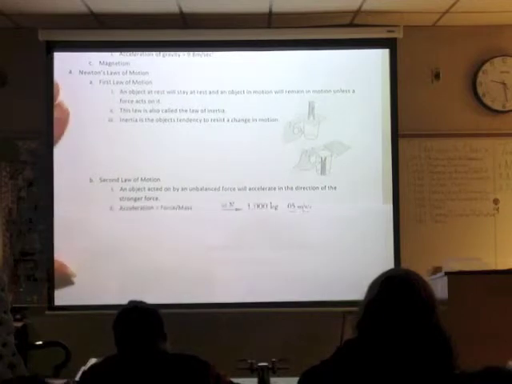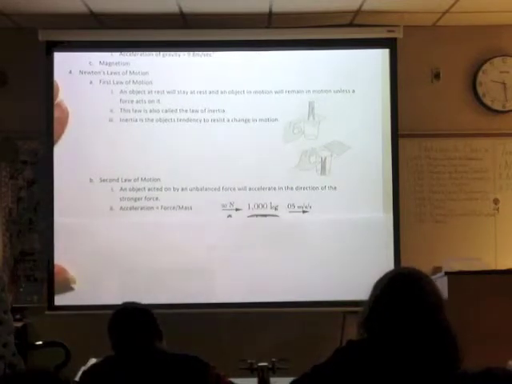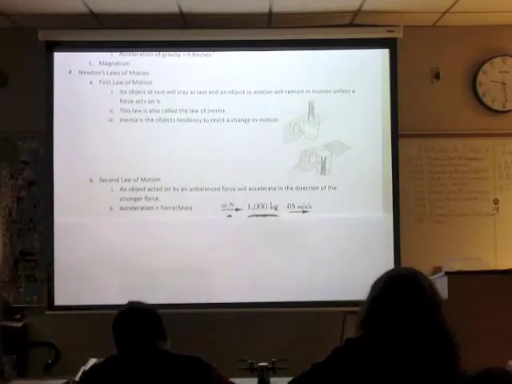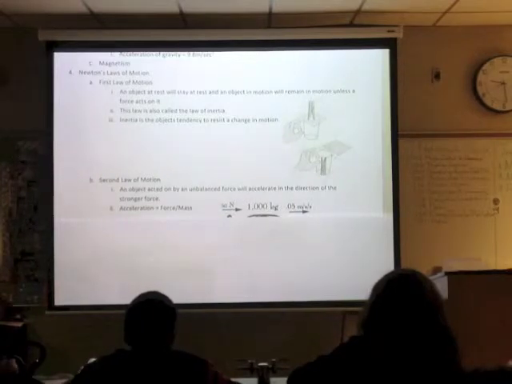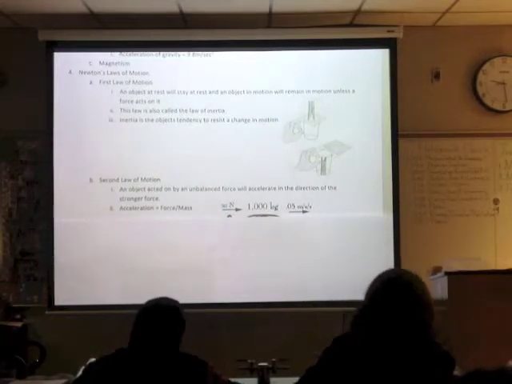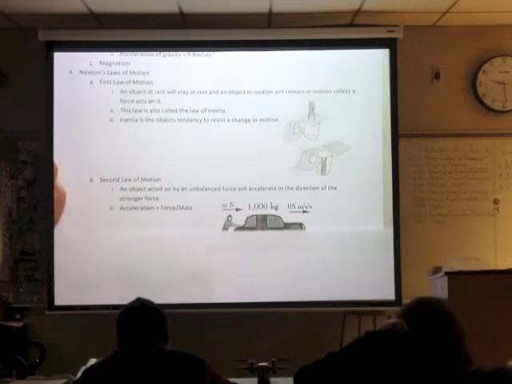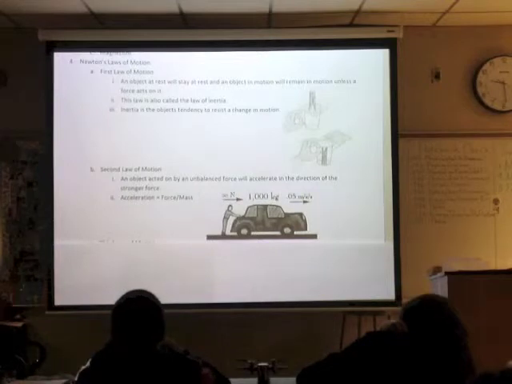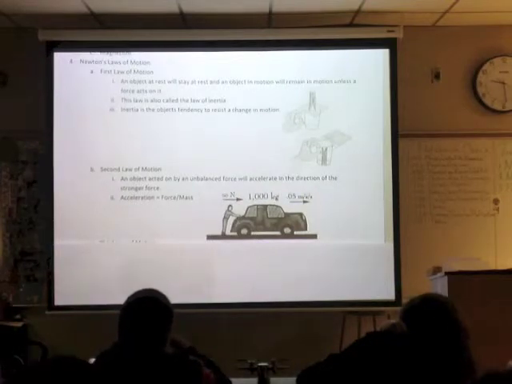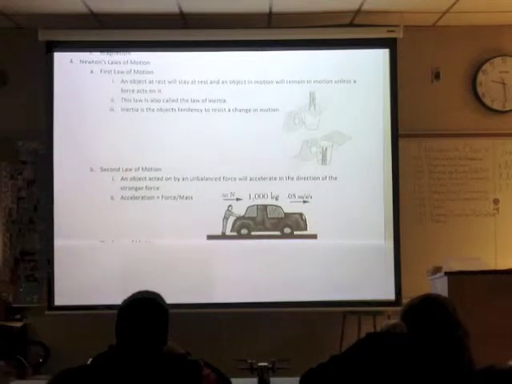So when we think of the second law of motion, we actually have a formula for it. Force equals mass times acceleration, or acceleration equals force divided by mass. It's all the same. Basically, the second law of motion relates force, mass, and acceleration. So sometimes you will see it written like that.